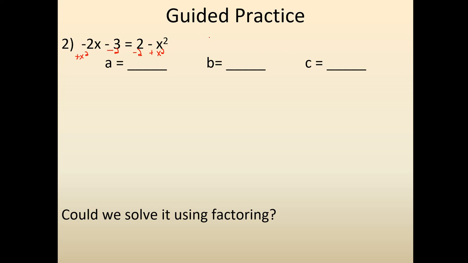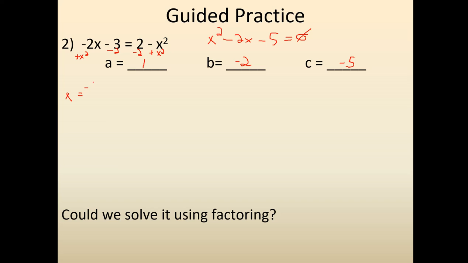So my equation ends up being positive x squared minus 2x, and then minus 3 minus 2 gives me minus 5 equals 0. So in front of my a term is 1, my b term is negative 2, and my c term is negative 5. So again, using the quadratic, I am not going to be able to write it out again, but you can follow along on your notes.